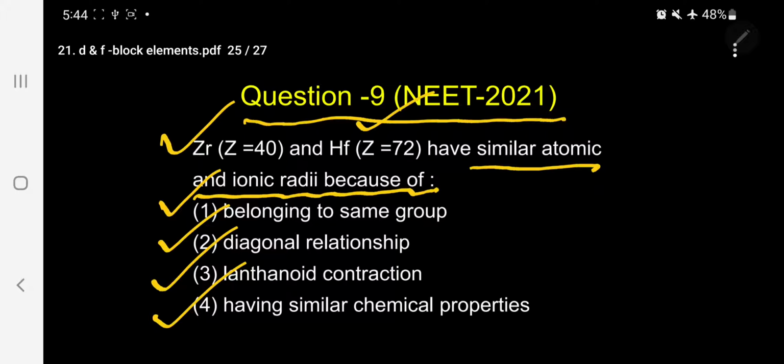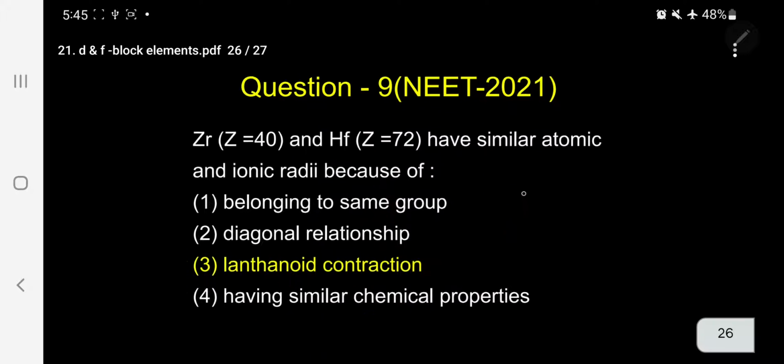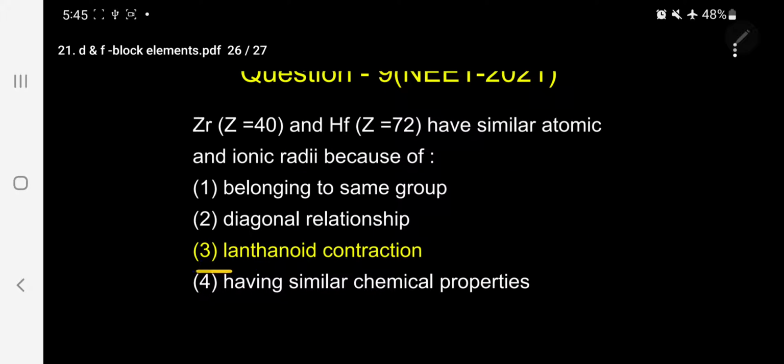So if you want to understand this, you must know about the group and the period. You have to find out which group and which period zirconium and hafnium come in. So here in this question, the correct answer is C. They are due to lanthanoid contraction. It is because of the lanthanoid contraction that they have similar atomic and ionic radii.